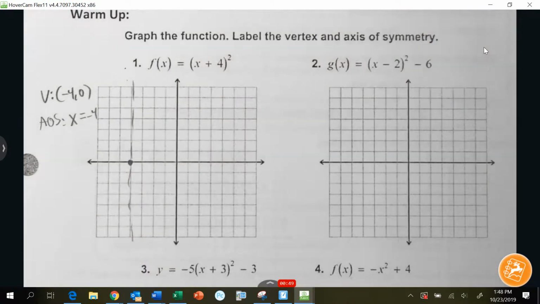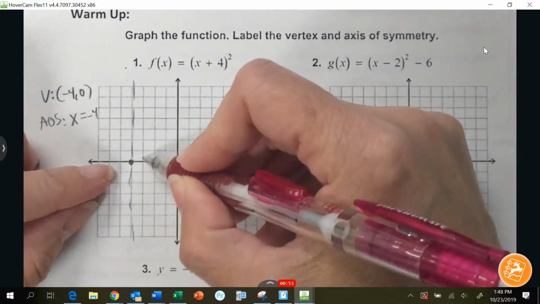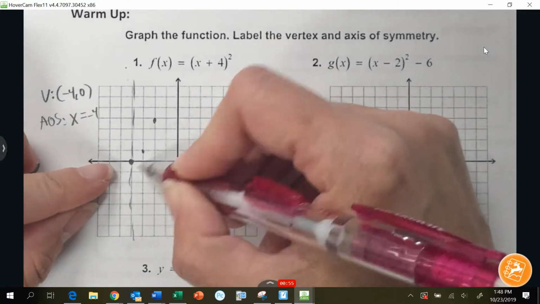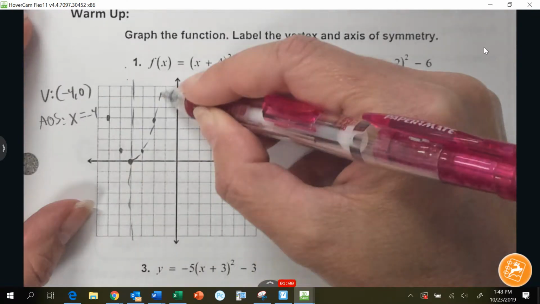The standard parent function. So I could go out 1, up 1, out 2, up 4. This one's not the normal size of graph that I normally give. Ran out of space from there.